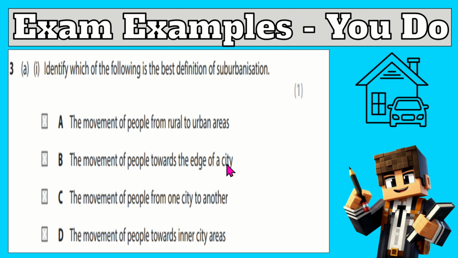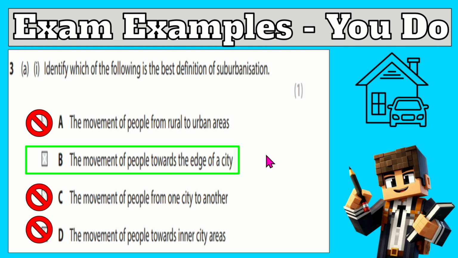Okay, next one, pause the video, have a look at the question. Again, process of elimination, it's a nice easy one. Okay, there's your answer. Again, crossing out the ones that you know are wrong. Rural to urban migration, that's its own thing, it's not suburbanization. From one city to another, that's inter or internal migration. And then the movement of people towards inner city areas, that's the opposite of suburbanization. Okay, process of elimination leaves you here.